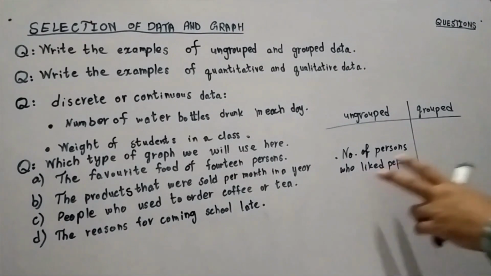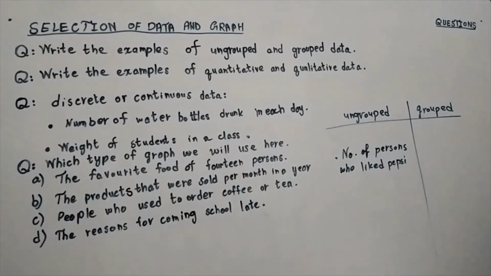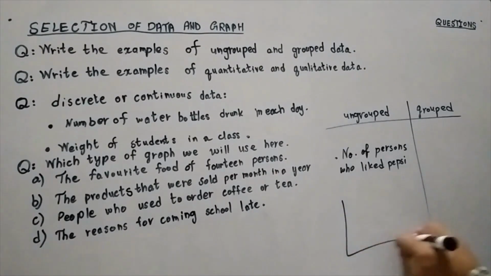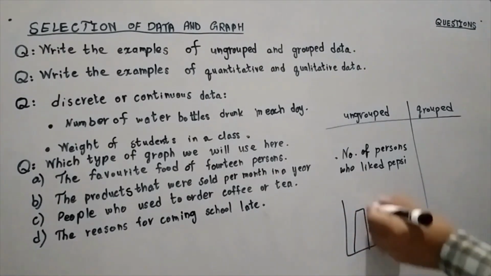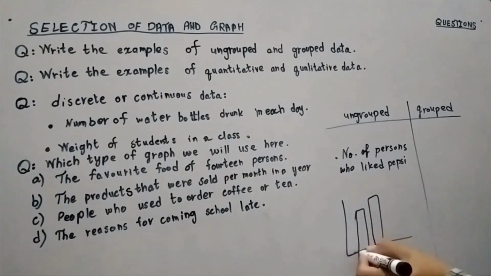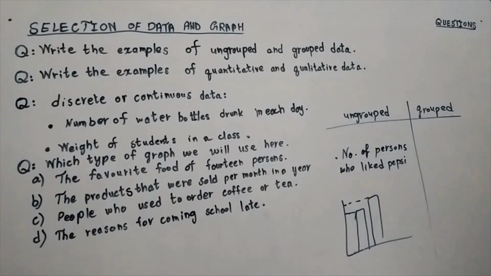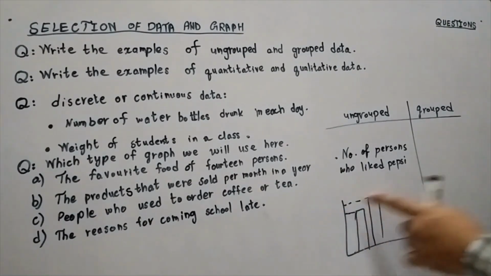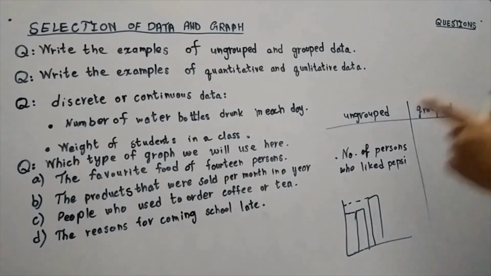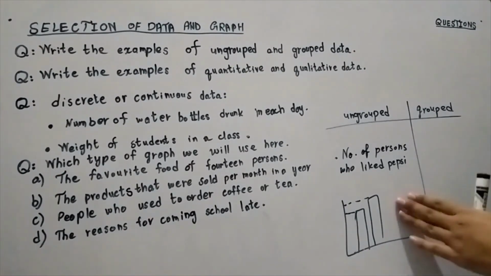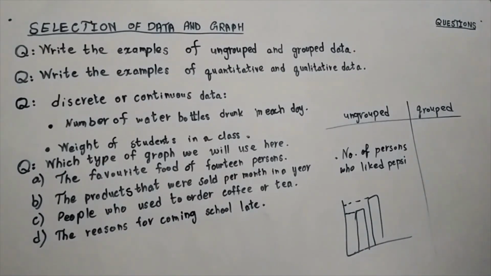So here you can see we have number of people. Actually it means that if we draw a graph of it, let's say a bar graph, we will get a distinct number, a discrete frequency. We can say that 12 persons like Pepsi, or 20 persons, 14 persons like Pepsi. So here we will get a distinct number of it.